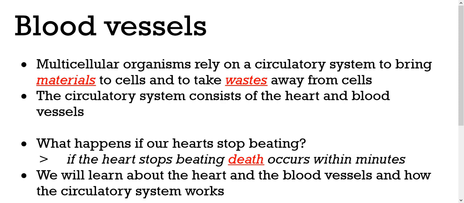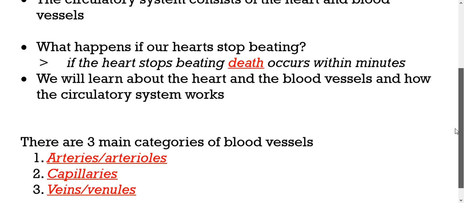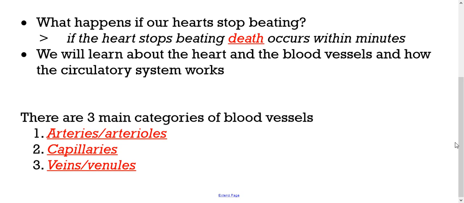Blood vessels are the first thing we're going to start to talk about. Multicellular organisms rely on your circulatory system to bring the materials to the cells and to take those wastes away from the cells. So your circulatory system consists of the heart and blood vessels. If our heart were to stop beating, then our cells stop getting oxygen, waste would accumulate in our cells, and our death would occur within a few minutes. We're going to learn about the parts of the heart and the blood vessels and how that circulatory system works. So the first thing we're going to start with is those blood vessels.